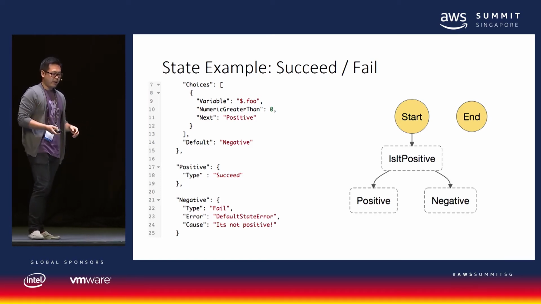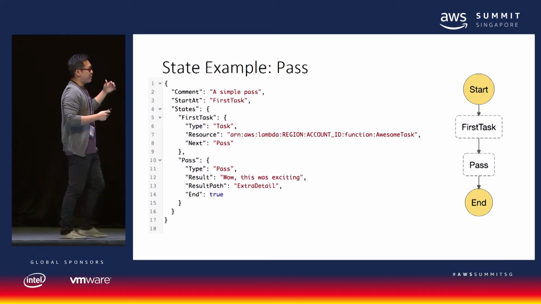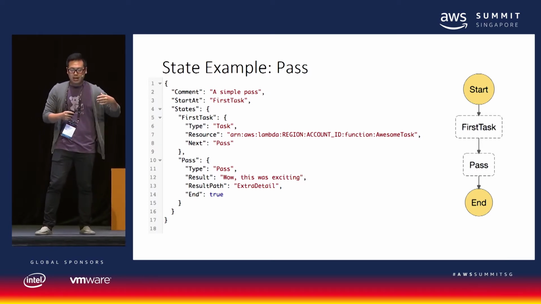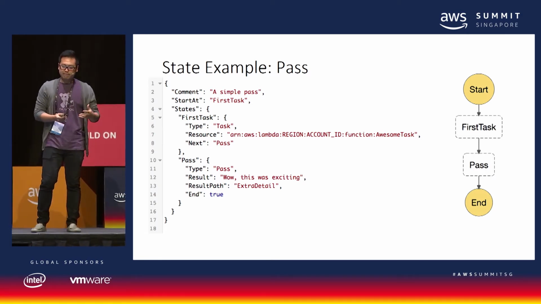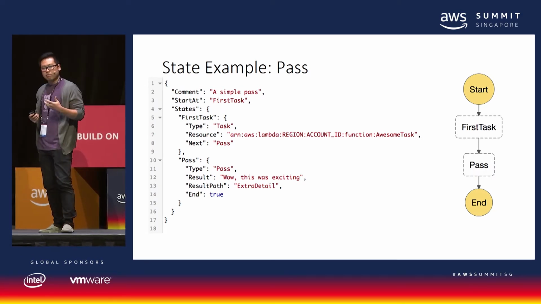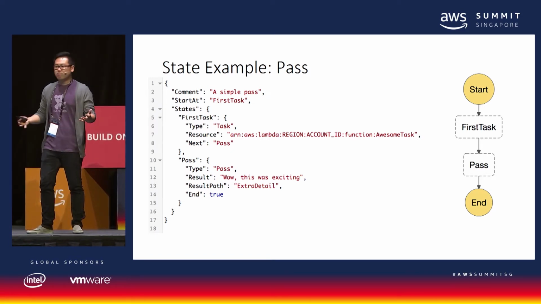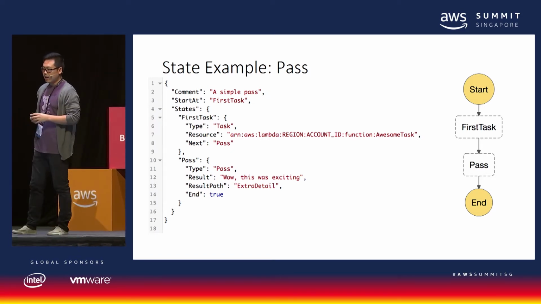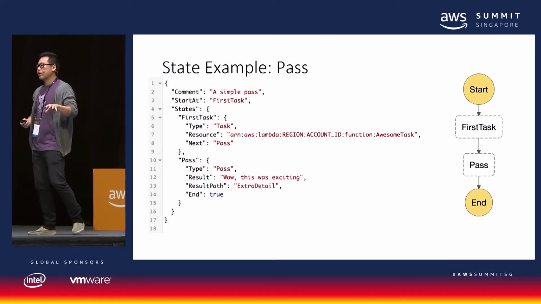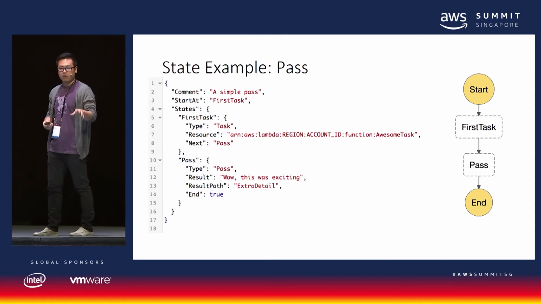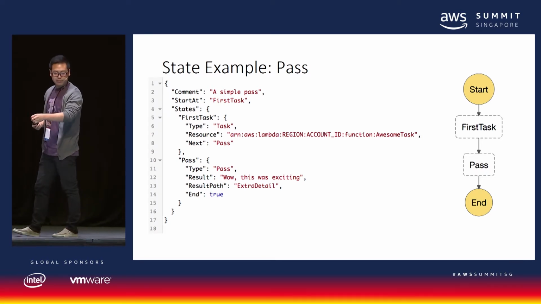Next, we have a pass. So what does pass do? Pass just simply passes through a state to the next task. Why might you want that, you might ask? Well, a couple reasons. One, maybe you are building out your step function. You know that you need 10 steps, but you don't really have the functions written yet. Well, a pass can serve as a great placeholder right here, where you can write that pass and pass through what you know you need.